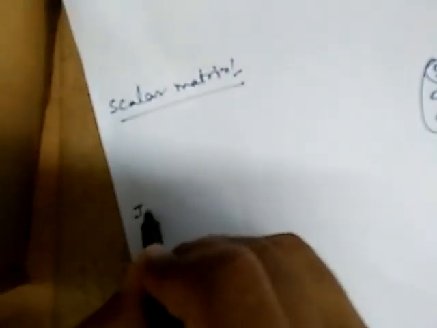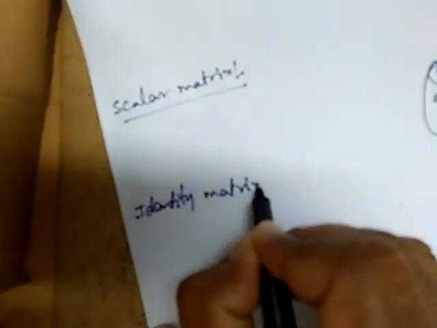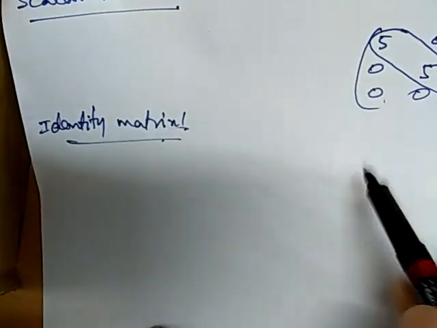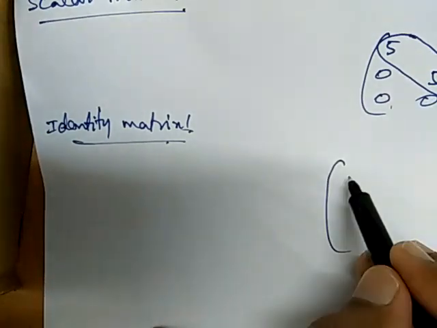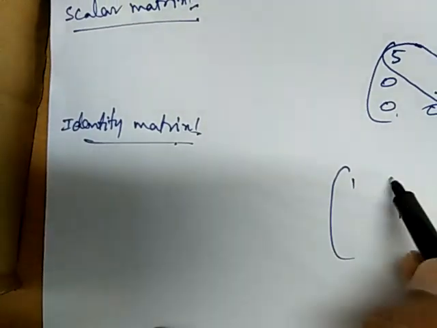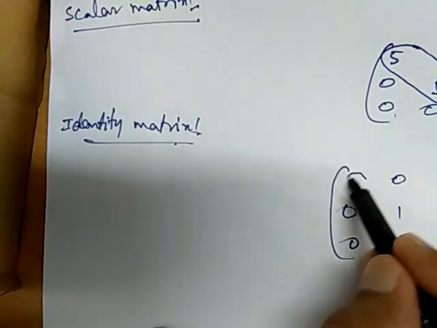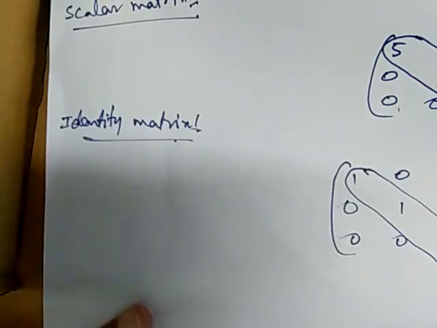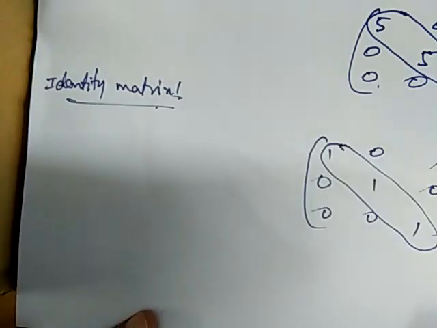Next, identity matrix. Similar to a scalar matrix, the diagonal elements are 1, 1, 1 and the remaining elements are zeros. Identity means 1. So this is the identity matrix.